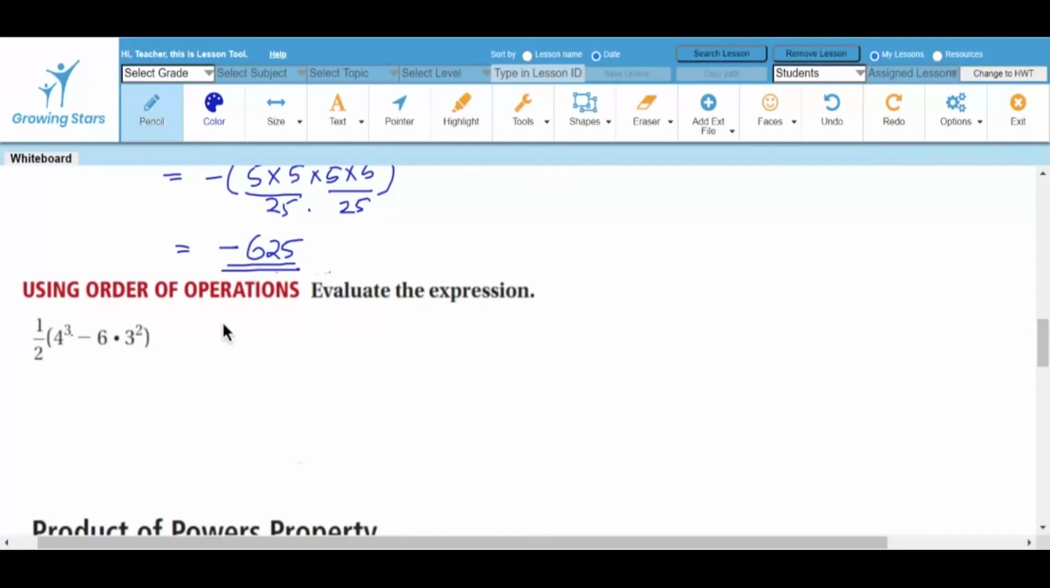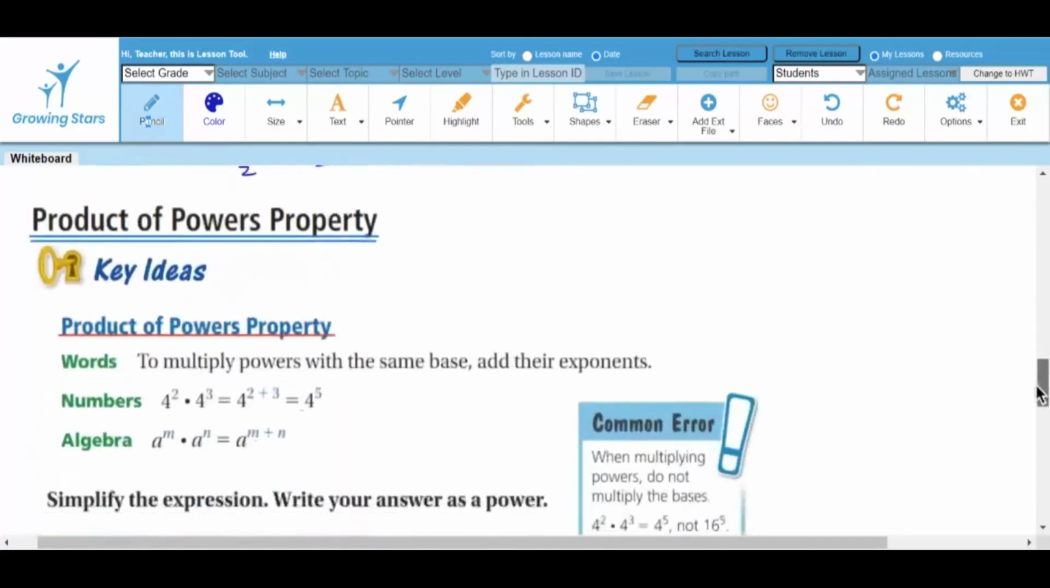Let us use order of operations in the next example. You already know the PEMDAS rule where you have to go to the parentheses first, and inside the parentheses go for exponents. So you can see there are two exponents, 4 cubed and 3 squared. So do that first. So this will be equal to 1/2 (4 to the power of 3 is 4 times 4 times 4 which is 64, minus 6 times 3 squared, which is 3 times 3 which is 9). You will be getting this as 1/2 of (64 minus 54), which is 1/2 of 10, which is equal to 5. I hope this is clear.